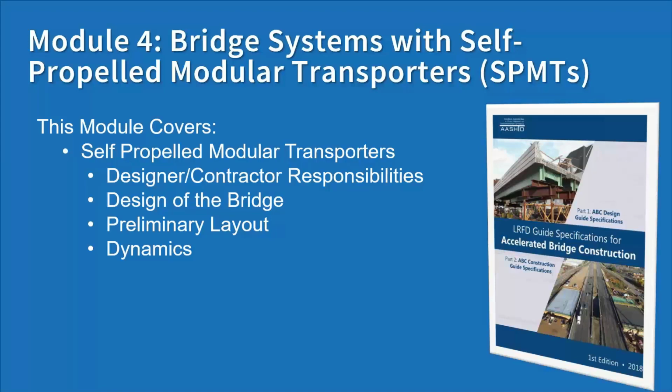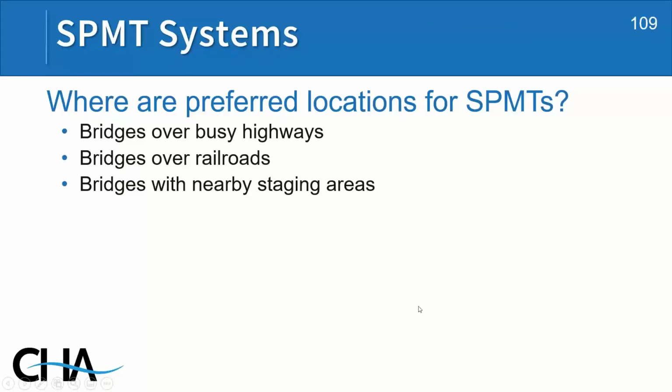There are two major types of bridge systems in use in the United States that we have seen a lot, and they are SPMTs and lateral slide methods. We'll cover both of those methods, how you design a bridge for SPMT install and how you design a bridge for a lateral slide, what the responsibilities of the designer are, what the responsibilities of the contractor are, and then we're going to talk about preliminary layout, and dynamics as well. So a lot to cover in this module. We'll dive right in.